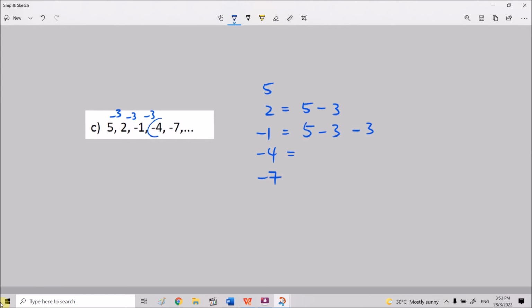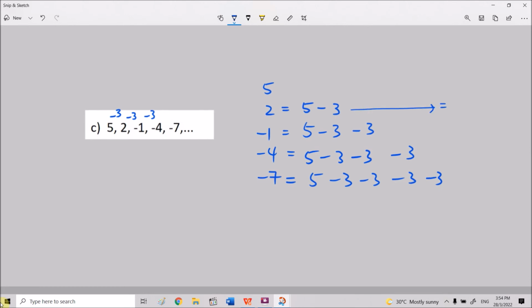And then we try one more. -4 equals -1 minus 3. So -1 minus 3. And again, the same thing happens here. -1 can be replaced by 5 minus 3 minus 3. Hence, this is being replaced into the -1 here. You get 5 minus 3 minus 3. And for the next one, I think, yeah, you get the pattern here, which is 5 minus 3 minus 3 minus 3 and minus another 3.